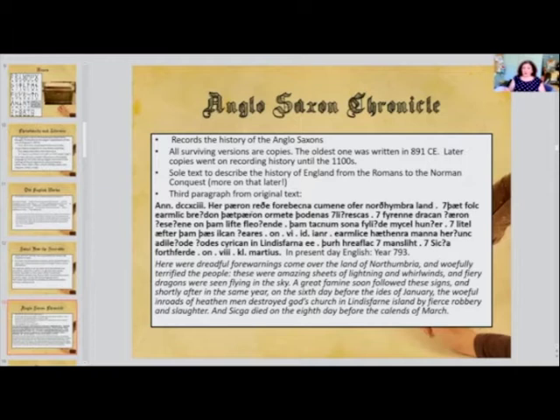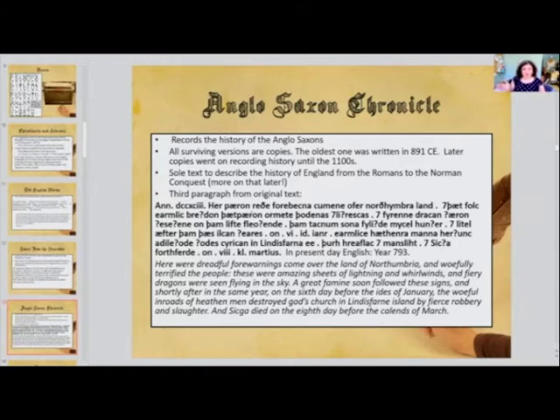A great famine soon followed these signs, and shortly after, in the same year, on the sixth day, before the Ides of January, the woeful inroads of heathen men destroyed God's church in Lindisfarne, island by a fierce robbery and slaughter, and the sick died on the eighth day before the calends of March.